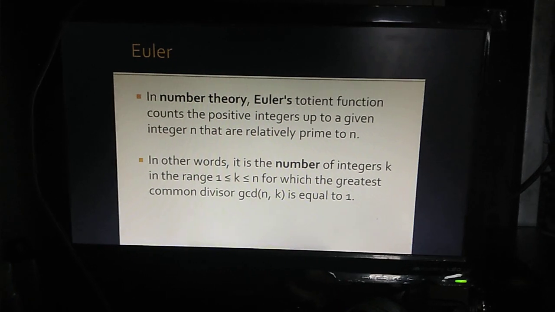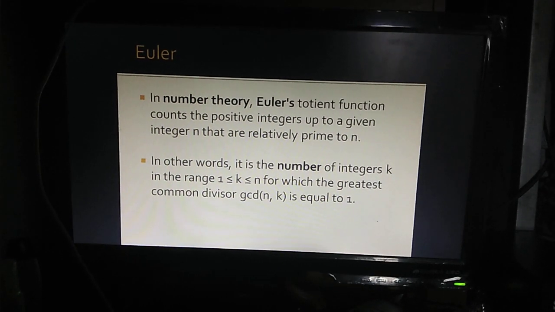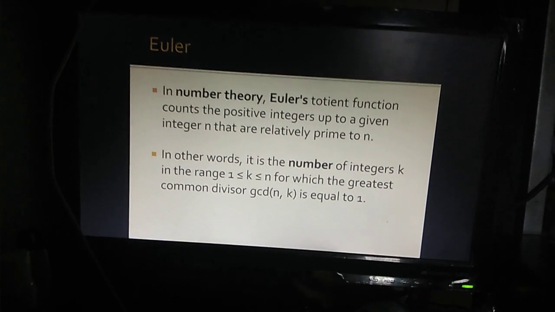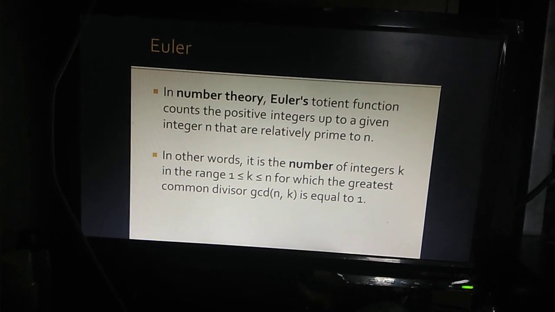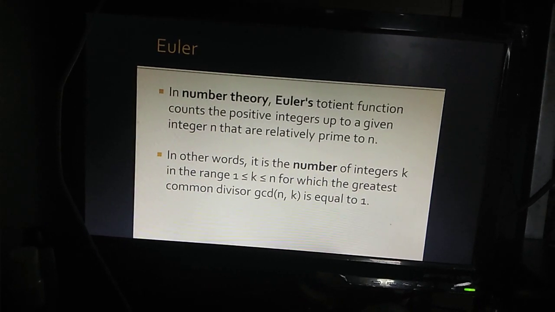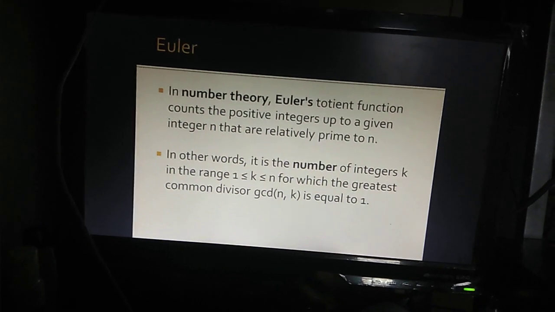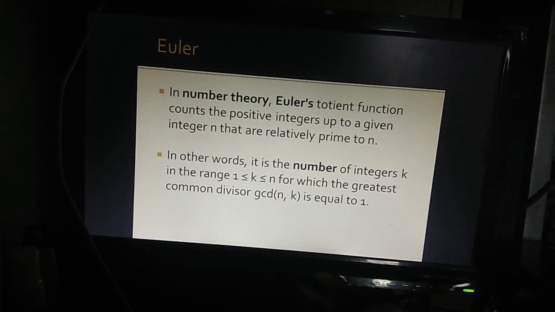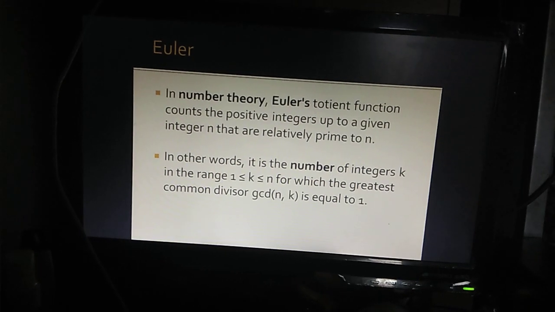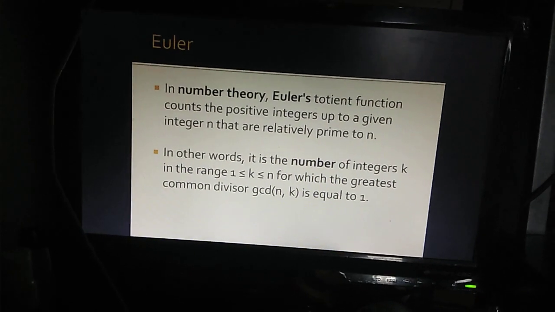In number theory, Euler's totient function counts the positive integers up to a given integer n that are relatively prime to n. In other words, it is the number of integers k in the range 1 ≤ k ≤ n for which the greatest common divisor gcd(n, k) is equal to 1.